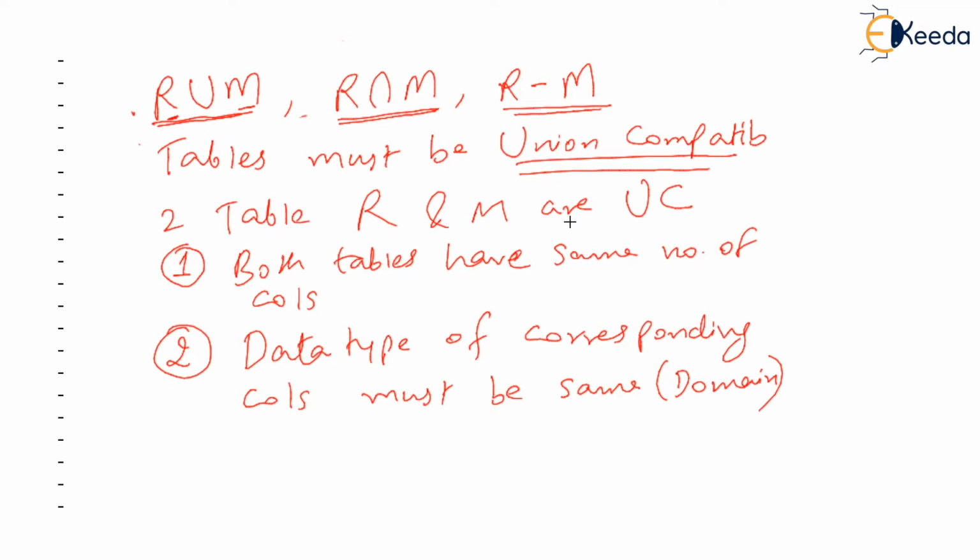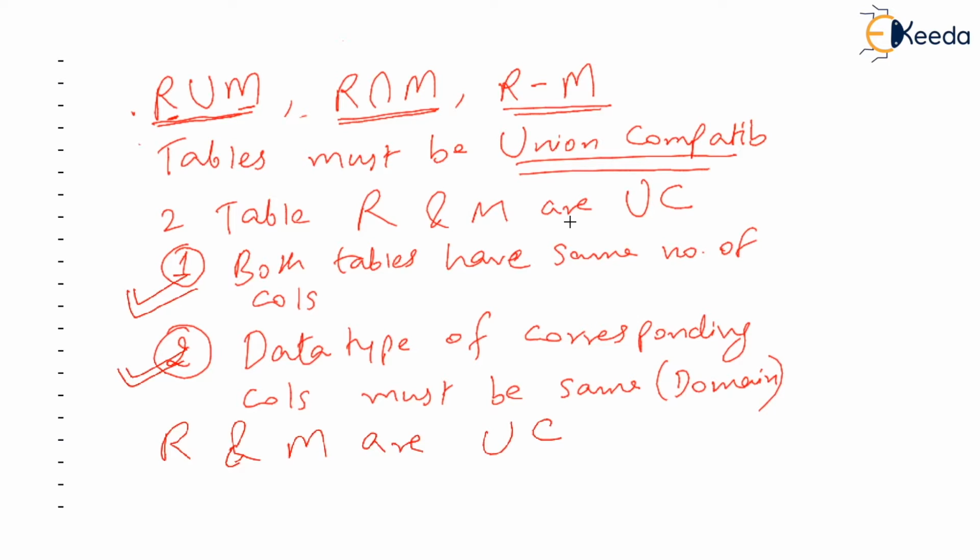If both these rules are satisfied by table R and M, then R and M are union compatible. And if both these rules are satisfied, then only you can find out union, intersection, and difference. I repeat, for finding union, intersection, or difference, the tables must be union compatible. We don't say intersection compatible or difference compatible. We have given the name as union compatible. So if the tables are union compatible, it means you can find intersection and difference also.